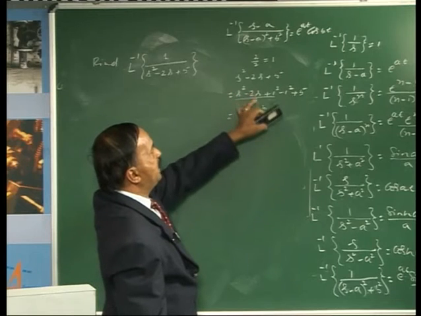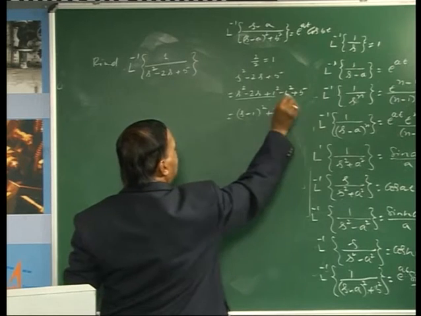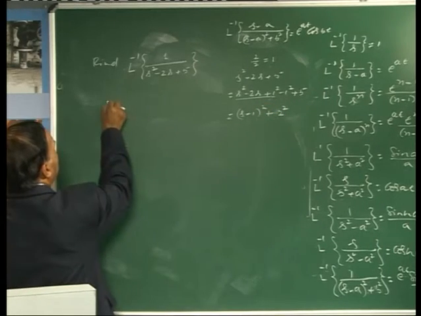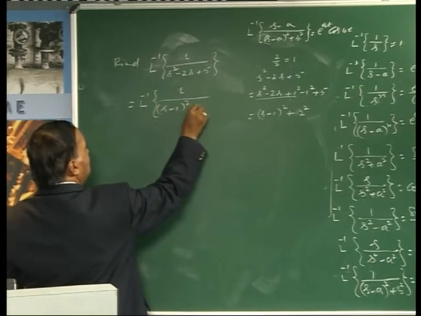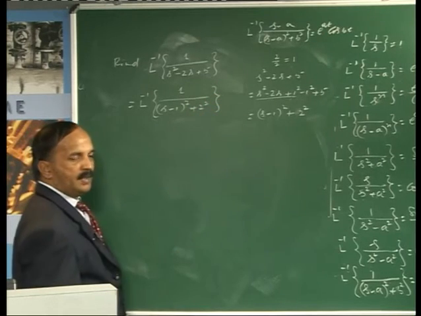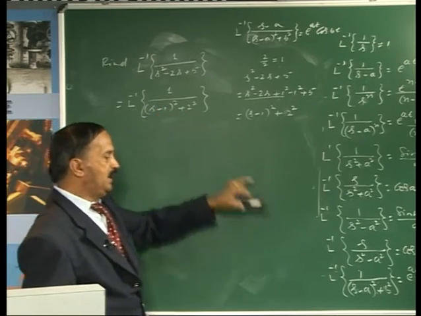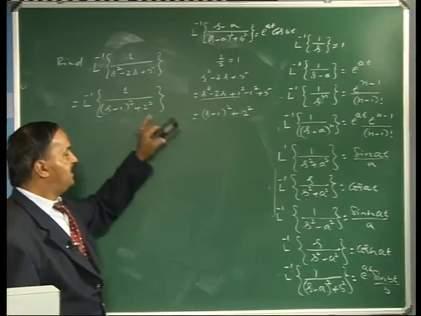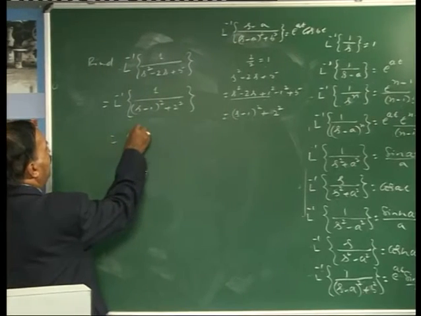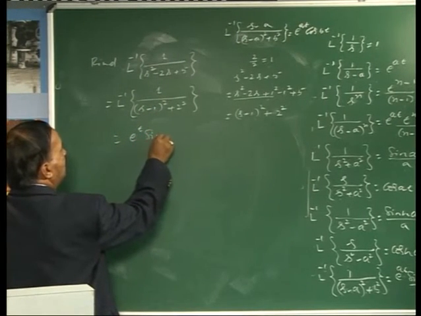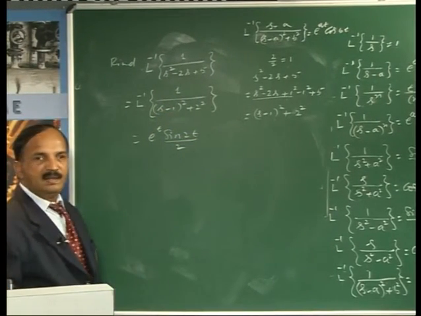So s square minus 2s plus 1, and again here 5 minus 1 is equal to 4, 4 is equal to 2 square. That means this is equal to here L inverse of 1 divided by s minus 1 whole square plus 2 square. Now it is of the form here L inverse of 1 by s minus a whole square plus b square form. Use this formula here, put a equal to 1, b equal to 2, you will get the answer here. That is equal to e to the power of t, put a equal to 1, b equal to 2, sin 2t by 2. So this is the answer, e to the power of t sin 2t by 2.